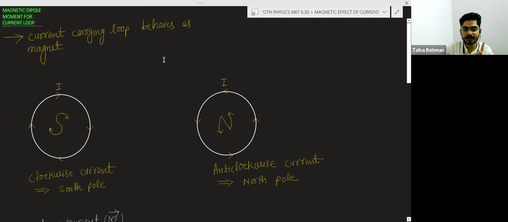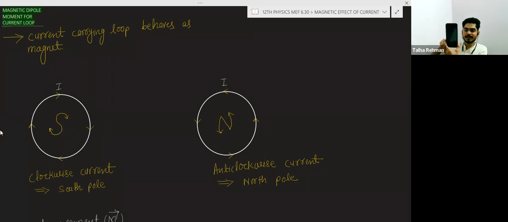Remember this point: a current carrying loop, meaning a wire in the form of a closed wire, will behave as a magnet. You are just watching this face of this coil from this side, from your screen, and here the current is in the clockwise direction. When you see this coil from the other side, behind the face of this coil, it will look like the current is in the anti-clockwise direction. Suppose this is a current carrying loop. I am watching this from here.